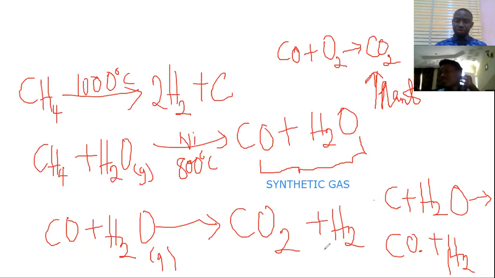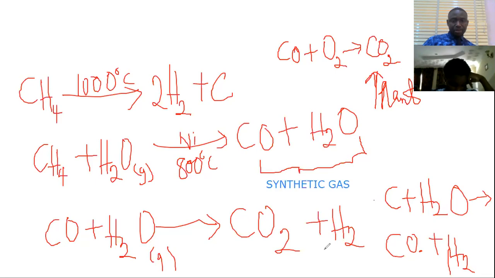When it comes to litmus, it's neutral, good. And it's insoluble in water. It is neutral to litmus. Another thing about hydrogen is it does not support combustion. And I think another one is that it is 14.4 times less dense than air.